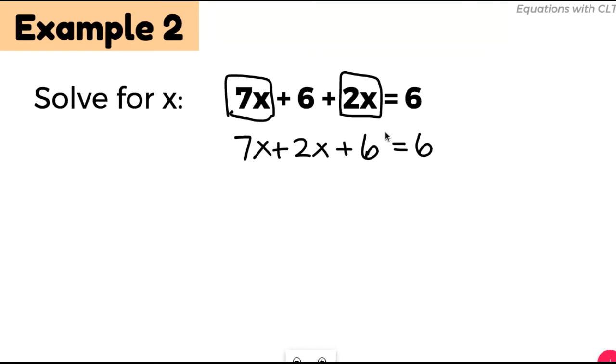This is a step that you should do, especially now that we have equations. Things get a little more difficult, and expecting your brain to do a lot at once opens yourself up to making silly mistakes. So do take a second and rewrite your equation with your x's together so that it's very easy to see 7x plus 2x is 9x.